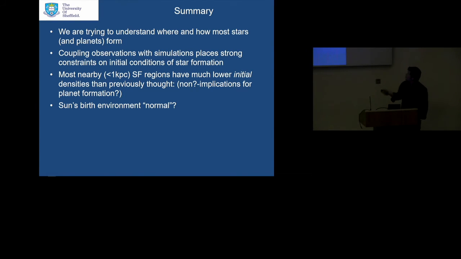So I'll just conclude. We're trying to understand where and how most stars and, by extension, planets form. We're trying to couple observations with simulations to really understand the initial conditions of star formation. And one of the results that's come out of this is most star-forming regions have much lower initial densities than previously thought. So perhaps planet formation actually goes on unhindered in these star-forming regions. And maybe the sun's birth environment was normal.